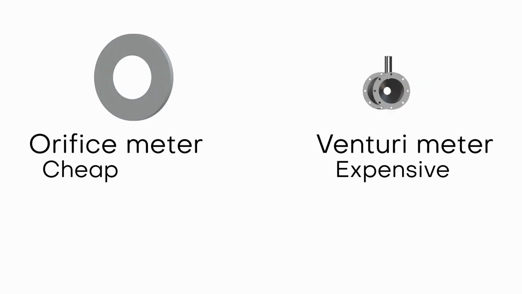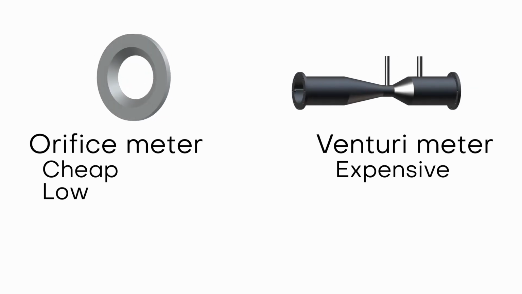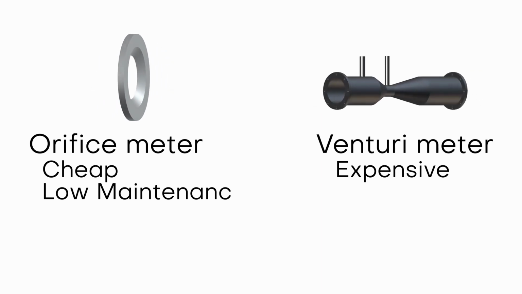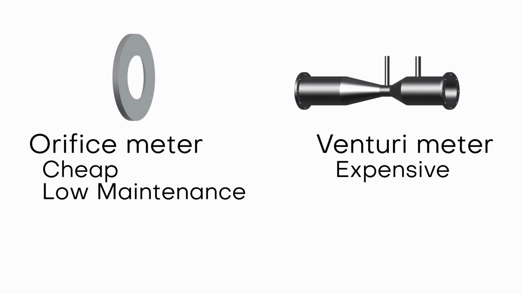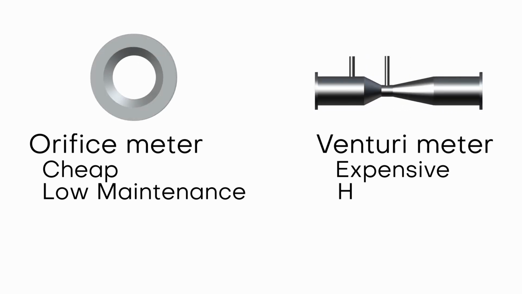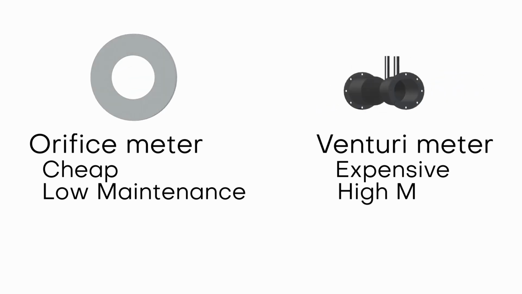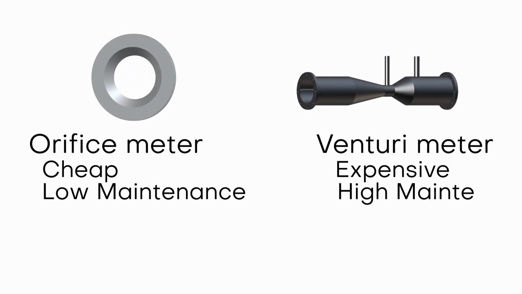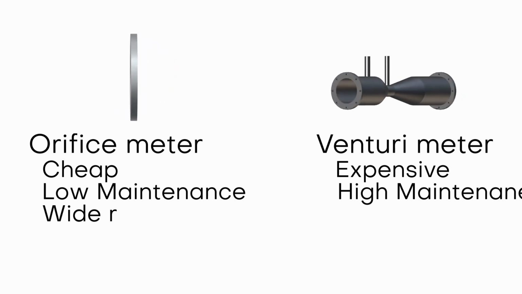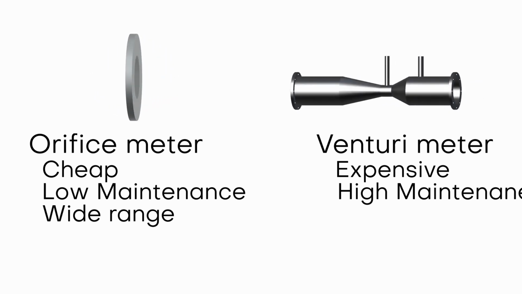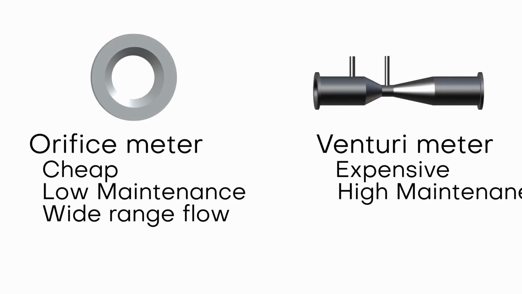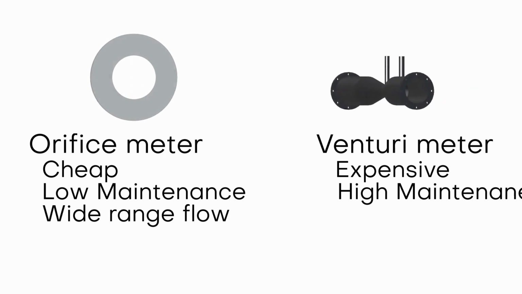Space limitations. Orifice plates require less space for installation compared to Venturi meters. In applications where space is limited, such as in retrofitting existing piping systems, an orifice plate may be preferred. Maintenance. Orifice plates are simpler in design and have fewer components compared to Venturi meters. This makes them easier to maintain and less prone to clogging or fouling, especially in applications where the fluid carries solid particles or debris.